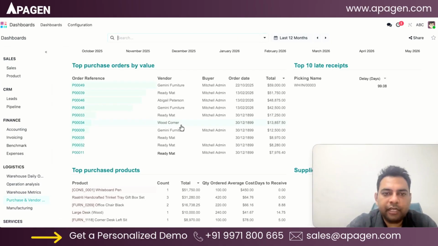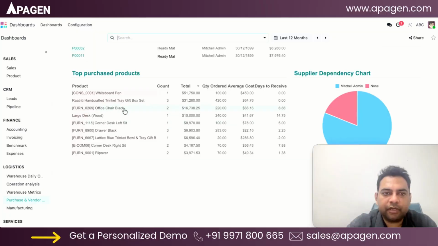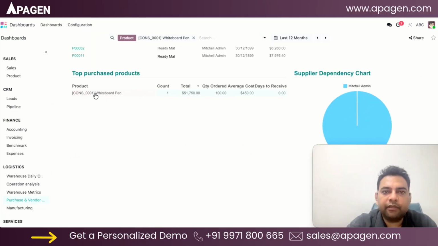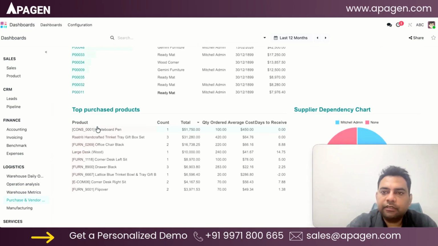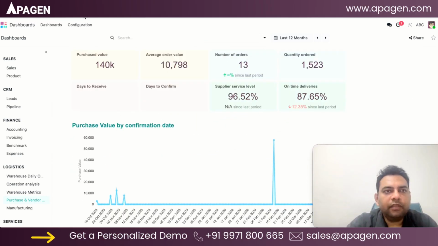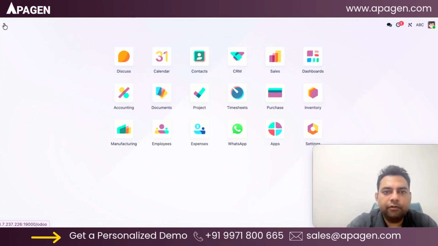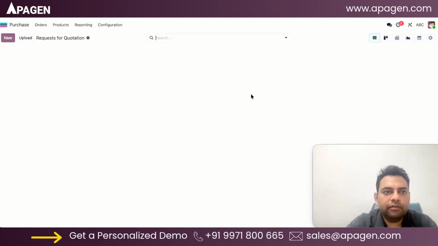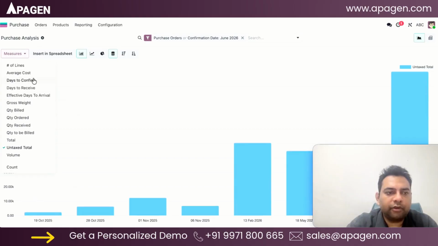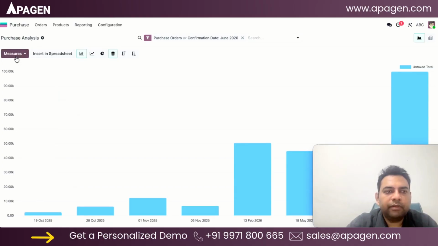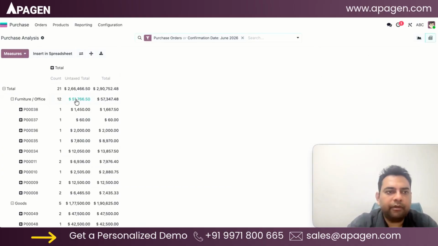Similarly, going back to the dashboard, I can see here purchased products. I can see the story. I can go to the specific product if I want to see. If I want to look more into statistics, I go to my purchase module and look at the reporting analysis. I have the option to see the graphical view based on the choice of measures that I have. But let's say I want to see tabular data.